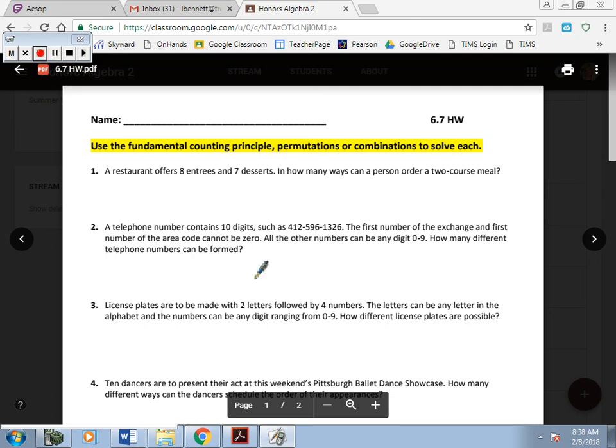So they told us that this number and this number cannot be 0. Okay? So it can be any digits 1, 2, 3, 4, 5, 6, 7, 8, or 9. How many is that? 9. Some people will say 8. Okay, so you have 9 choices for this number or this number. Now, all the other numbers can be anything 0 through 9, which would be 10 choices. So you have 10 choices for this number, 10 choices for this number.